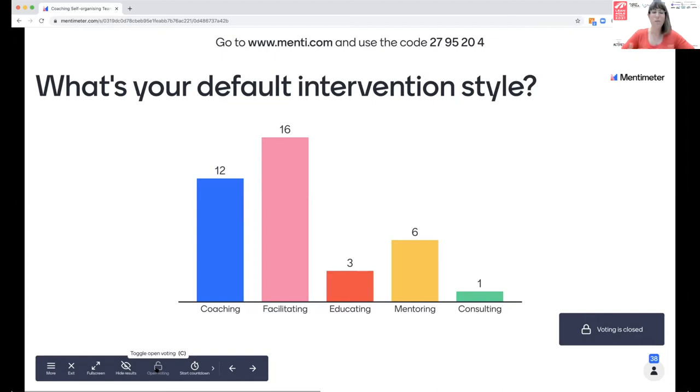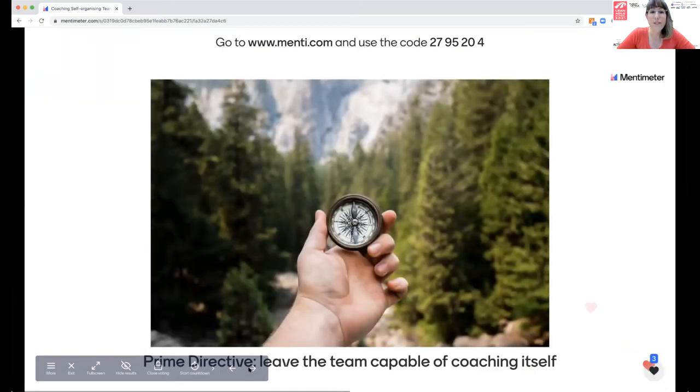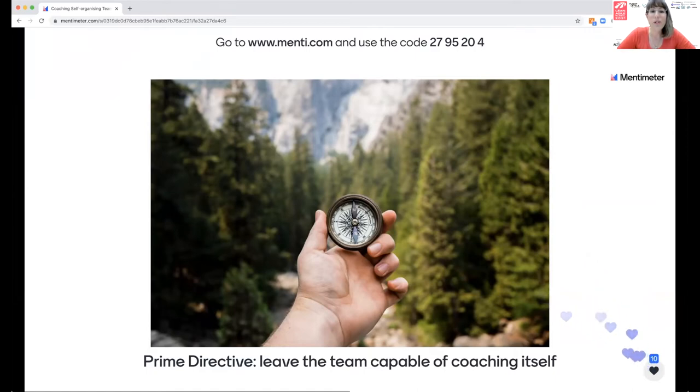And that leads into our prime directive as team coaches. Prime directive is exactly that: we leave the team capable of coaching itself. So by the end of the coaching assignment, the team is able to coach itself. They don't become reliant on us. They're able to do it for themselves. And you probably spotted that I said assignment. When we're coaching teams, we don't want them to think that we're going to be there forever and a day. It's not a job. It's actually a role that we're performing.